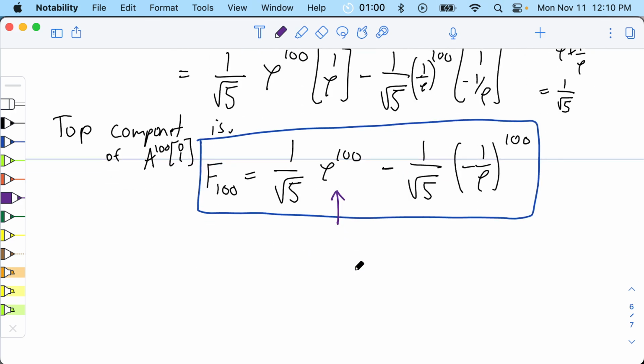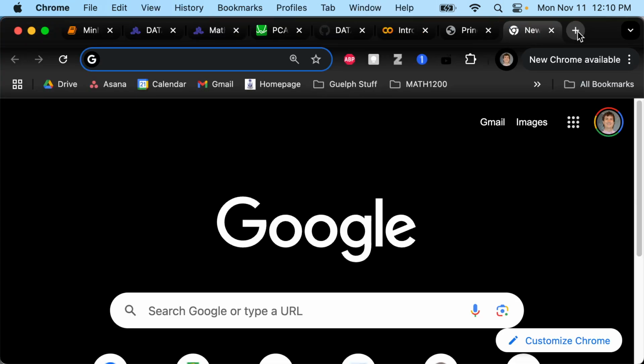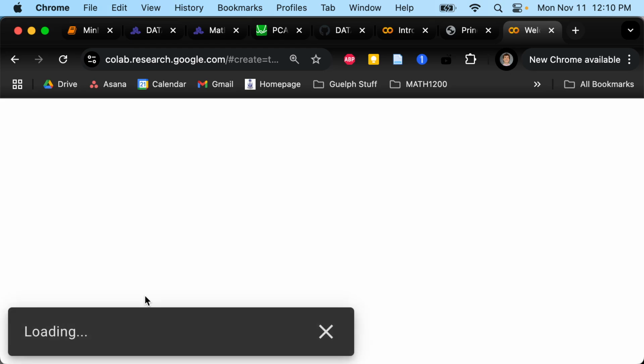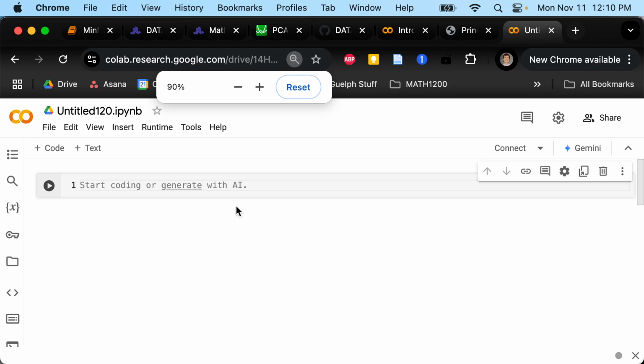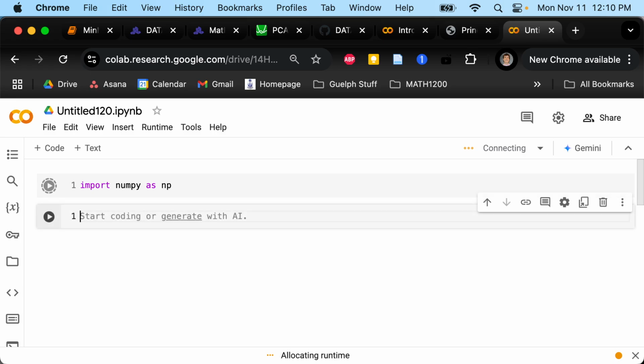Let's see if it works. Let's do NumPy, like was suggested by that student. So let's open up a Colab and make a new notebook here. And let's do it with NumPy. Import numpy as np. Okay, so let's make phi. I wonder if we're going to overflow this computer. Phi equals 1 plus square root of 5.